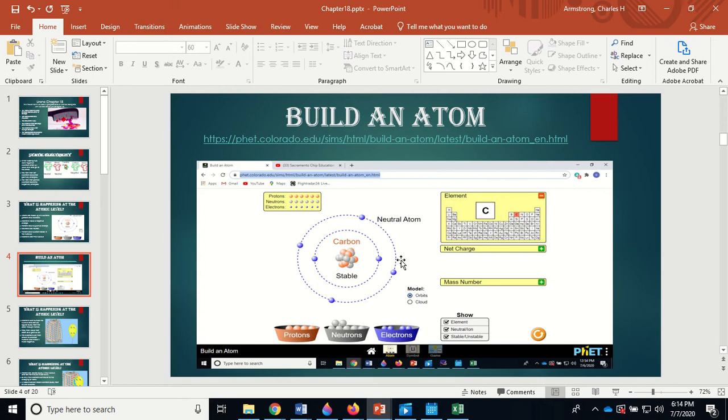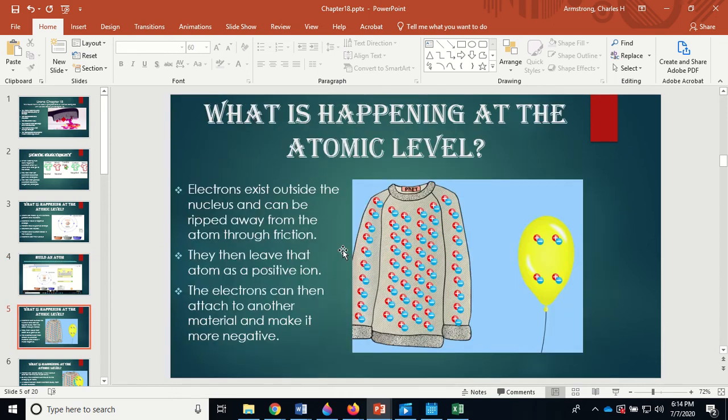This will probably be your first lab, as a matter of fact. I'm working on your first lab. I'm trying to get it to you either tomorrow or Thursday. But this will be your first lab, probably messing around with this and answering questions about building an atom. Okay, so this is basically how atoms are put together.